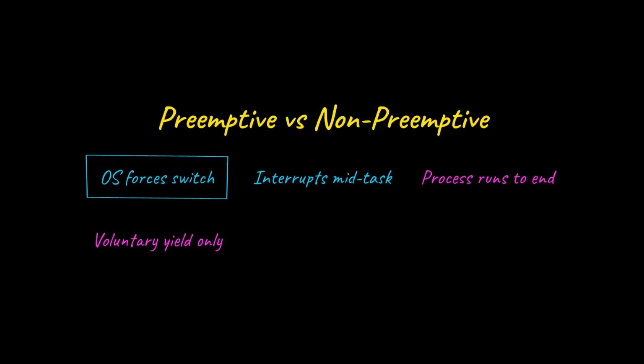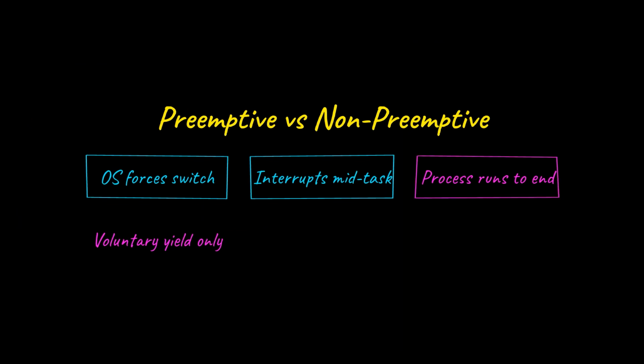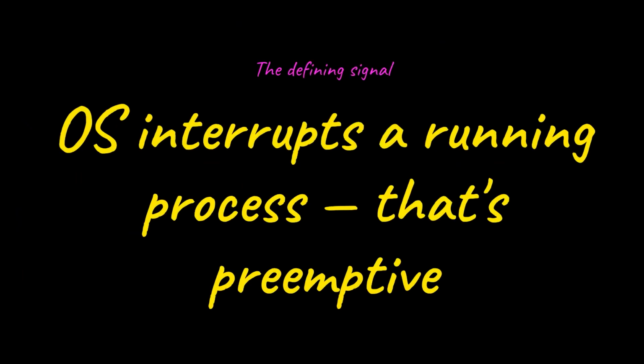The key contrast: preemptive scheduling lets the OS force a switch and interrupt a process mid-task, while non-preemptive scheduling, like first come first served, requires each process to run to completion or block on its own before the next one starts. Whenever you see words like interrupt, force a switch, or higher priority takes over before it finishes, that's the fingerprint of preemptive scheduling, or the OS acting on its own initiative.